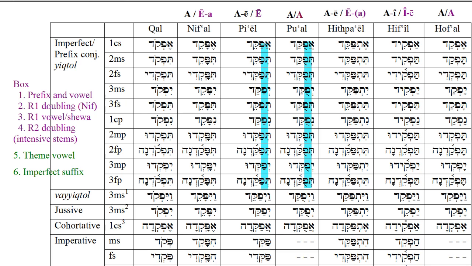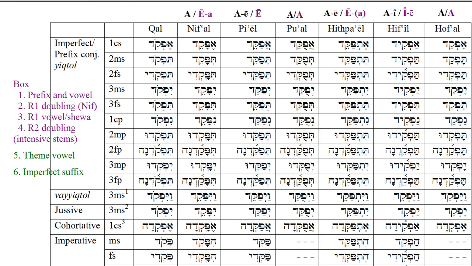Now the Piel is far more common than the relatively rare Pual, but the Pual, when it does occur, is very easy to identify because of the kibbutz, which is a vowel you don't see very often among the verb forms. Finally, both Piel and Pual have the characteristic doubled R2 through all the imperfects.